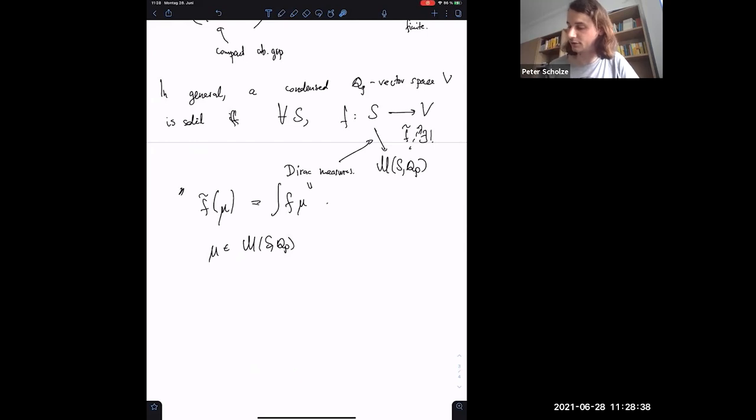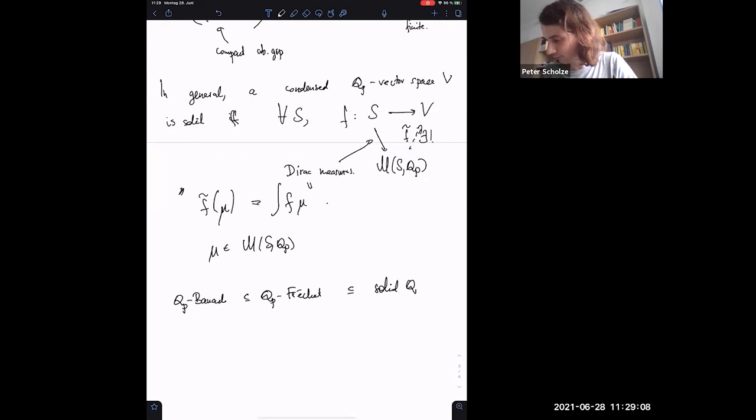And so from this characterization, if you start with a Banach space or a Fréchet space, then it's quite easy to see that these kind of integrations against measures can be defined. And so the corresponding condensed Q_p vector spaces for such Banach or Fréchet spaces, they are solid. So Banach over Q_p, or Q_p Banach, Fréchet over Q_p. And these are contained in solid Q_p vector spaces. And the really nice thing is, you do get some kind of solid tensor product here. And the really nice thing is that these inclusions are compatible with tensor products.